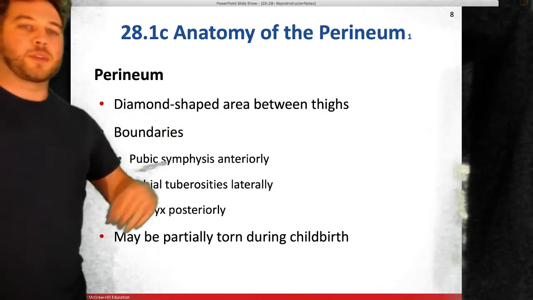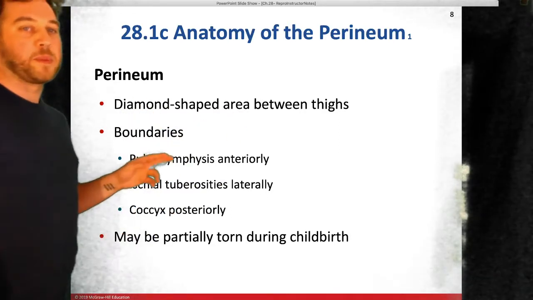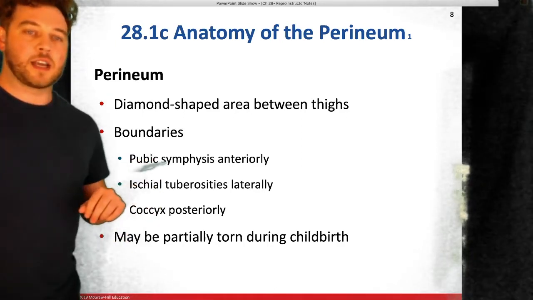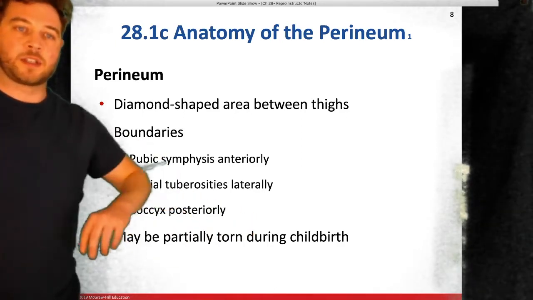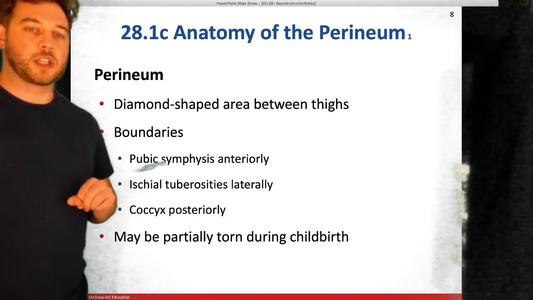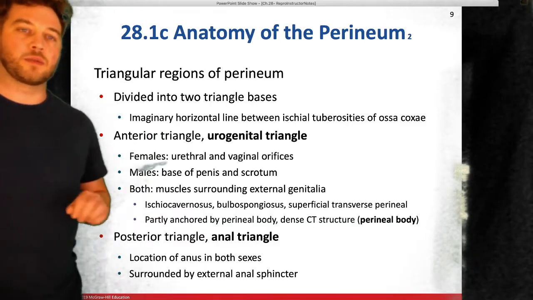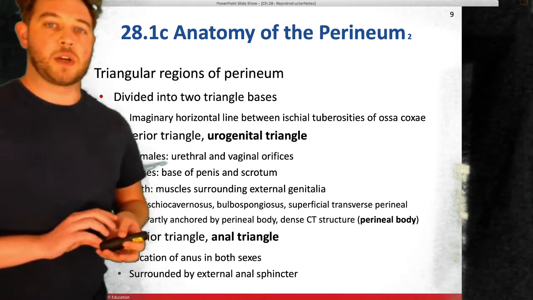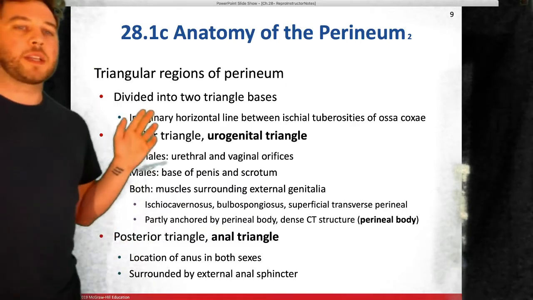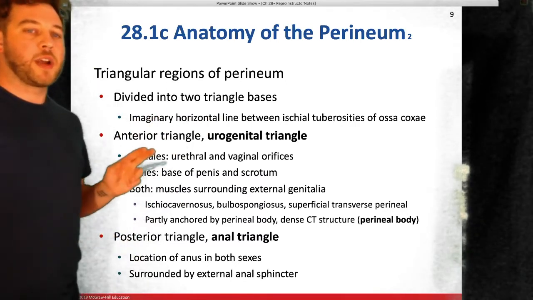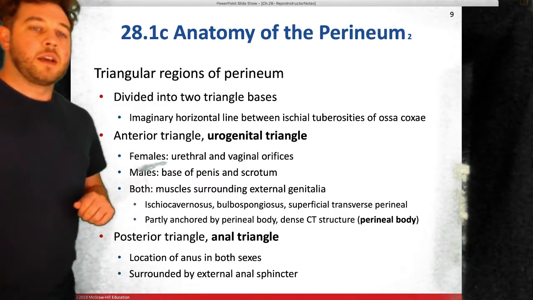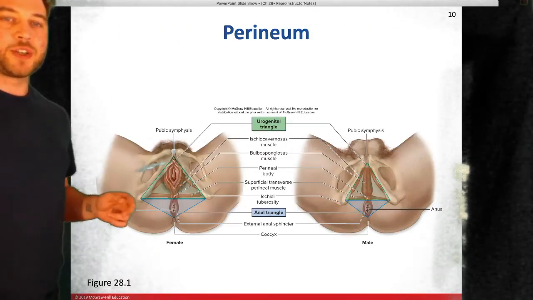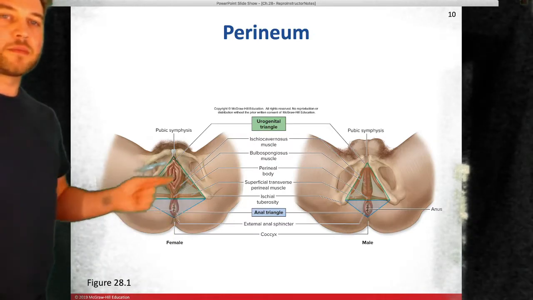Okay, the perineum, it's the area between the thighs, from the pubic symphysis to the ischial tuberosities, back to your coccyx. And that always lovely fact that it may be partially torn during childbirth. They do episiotomies to try to relieve that, or to do it rather in a non-tearing way. So it's divided into two triangular bases, your anterior and posterior triangles. This is structural. I'm not going to get super into this. Really just understand that this is your perineum.